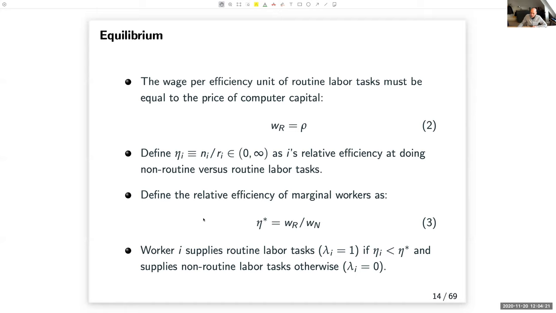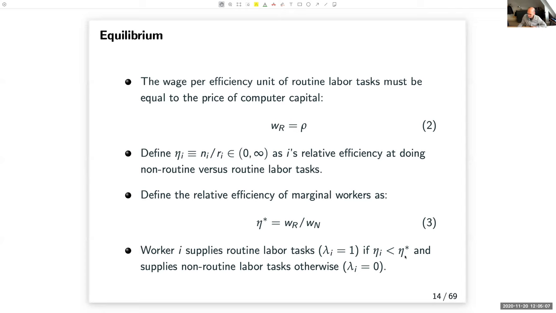And so there's going to be a marginal worker with an eta star who is just indifferent between supplying her labor to routine or non-routine labor tasks. For given wages, WR, WN, you have defined eta star. That's the eta star for the marginal worker. And of course, what's going to happen in equilibrium in this model is that all individuals with an eta I less than eta star are going to supply all their time to routine labor tasks, and all individuals with an eta I bigger than eta star are going to supply all their time to non-routine labor tasks.